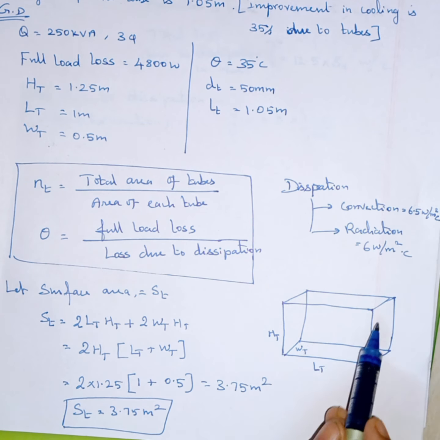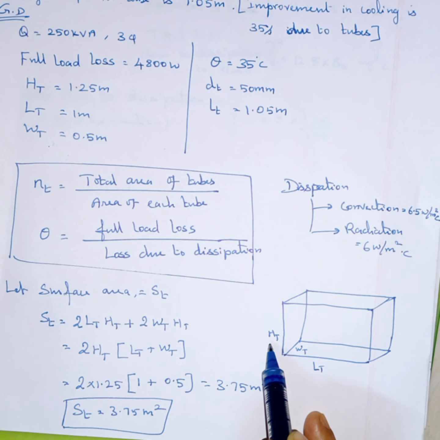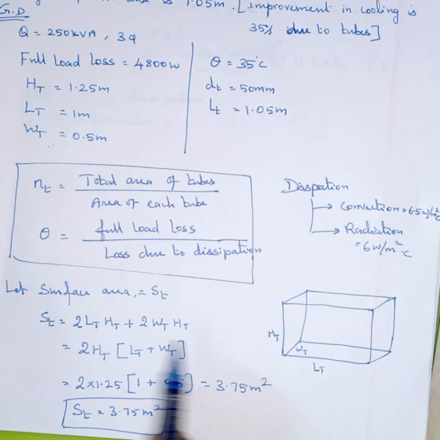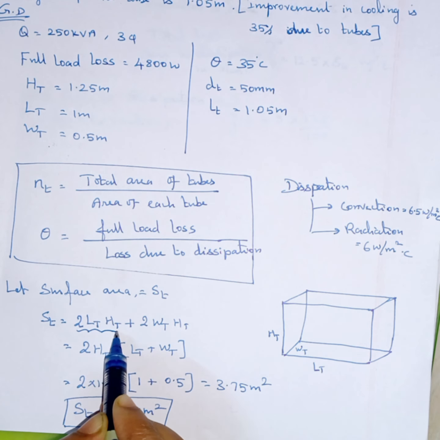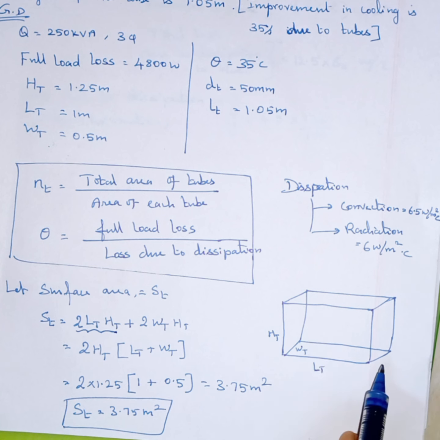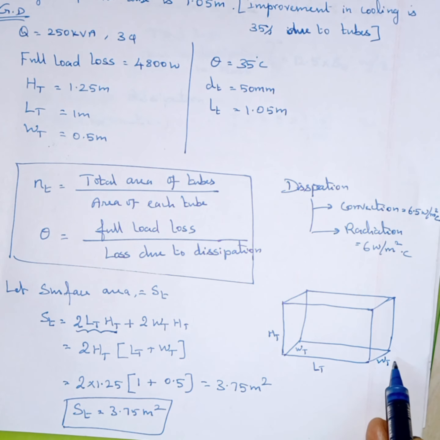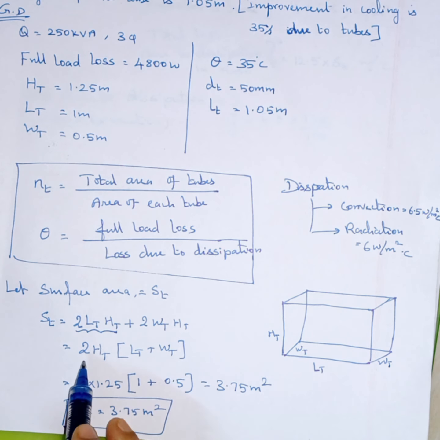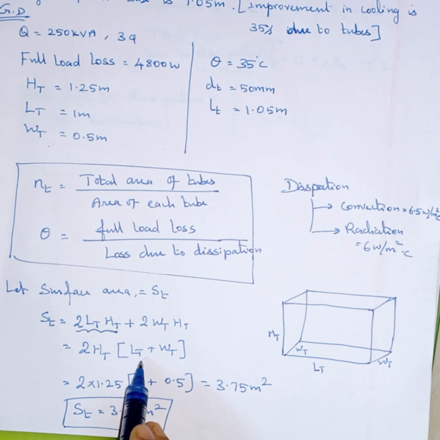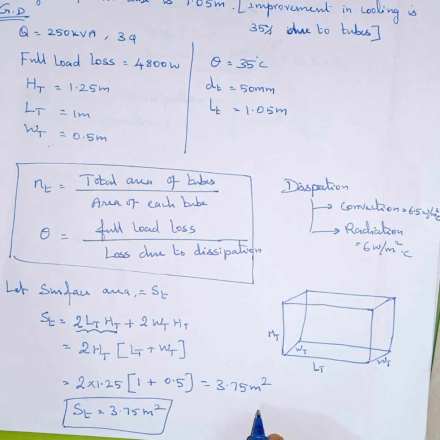So first, the front face: LT multiplied by HT. It looks like a rectangle, correct? LT and HT. We have a front face and a back face, so I have written 2 LT HT. And then the side faces: it is nothing but the width of the tank multiplied by the height of the tank. We have two faces, so 2 WT HT. I have taken 2 HT as common, and the remaining is LT plus WT. If I substitute all the values here, I get 3.75 meters square, which is the surface area of the tank.